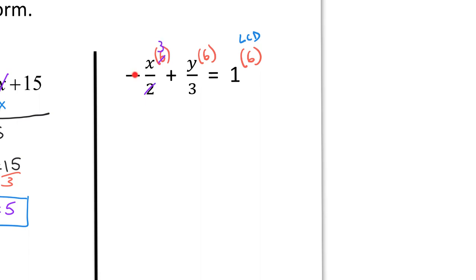And I'm going to multiply the negative x. Remember, we have a negative x times 3. So that's going to be negative 3x. Over here, I'm going to simplify 3 and the 6. So 3 goes into 6 2 times. And I'm going to multiply y times 2. That's a positive 2y. And on the other side, I'm going to multiply 1 times 6, which is 6.